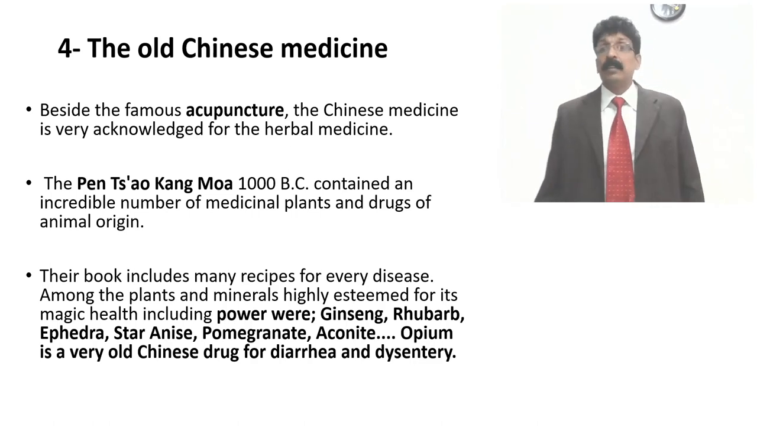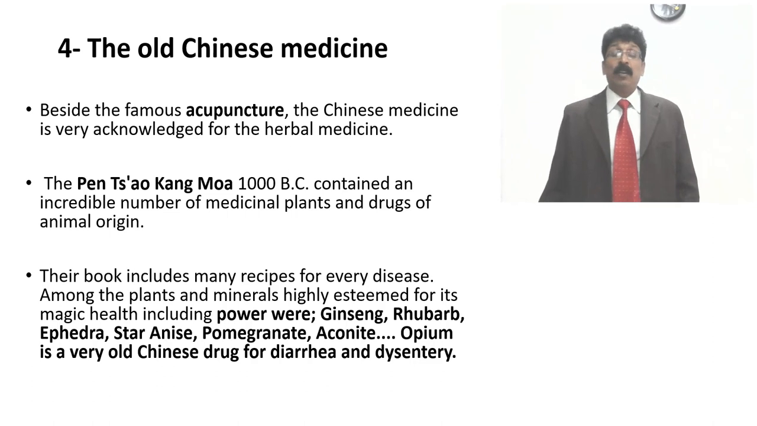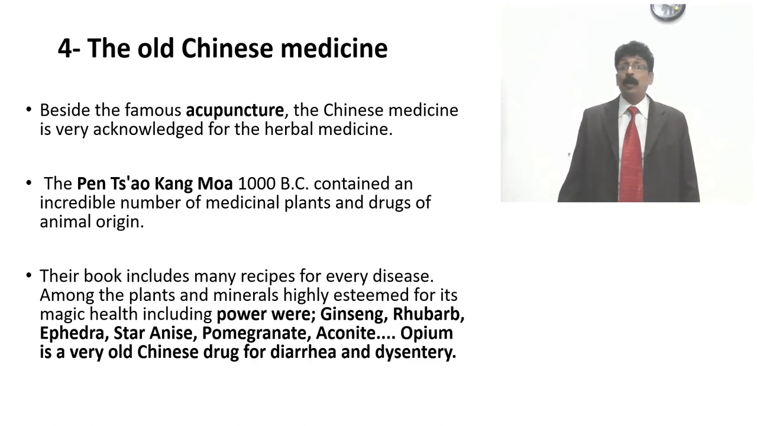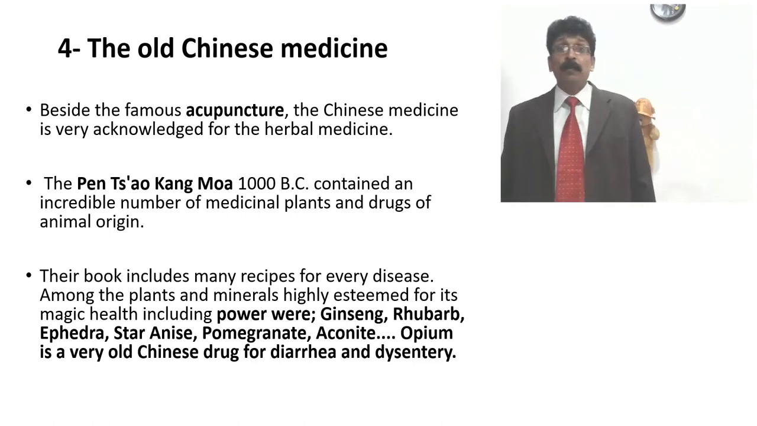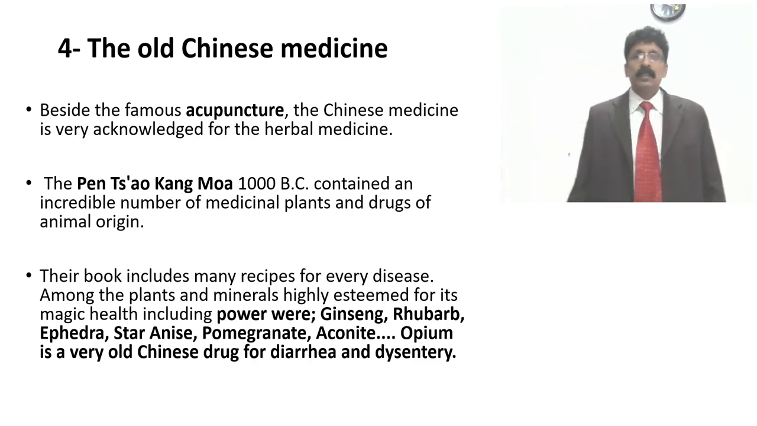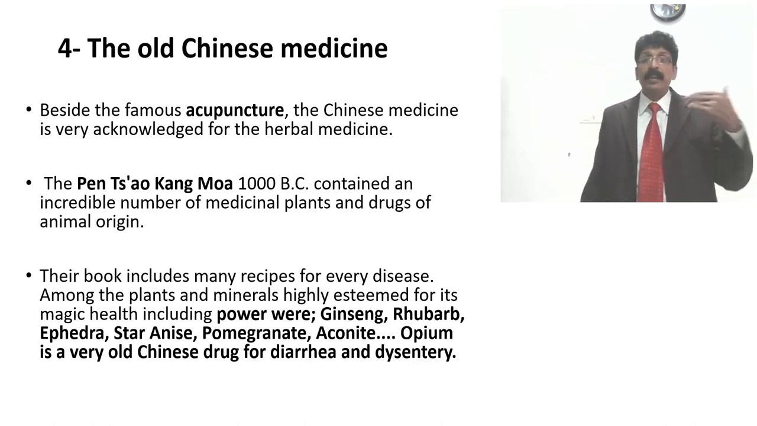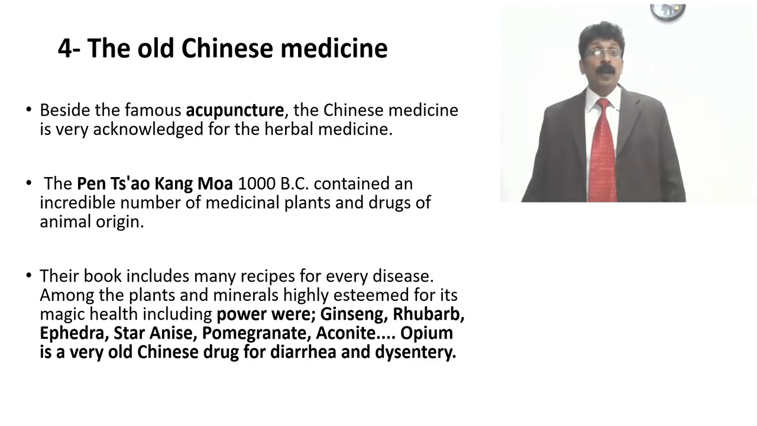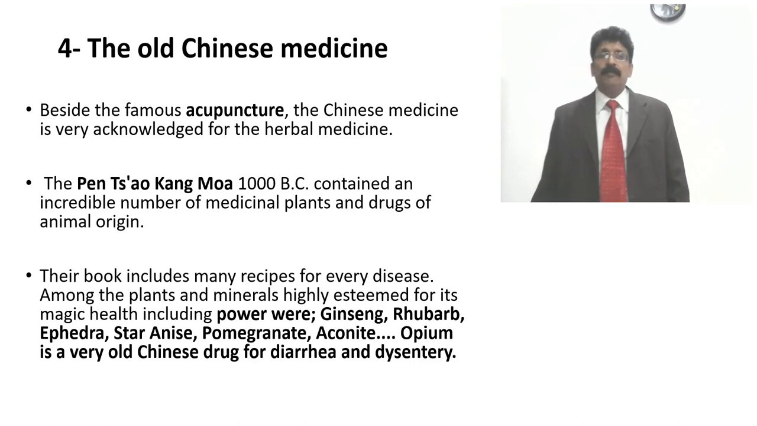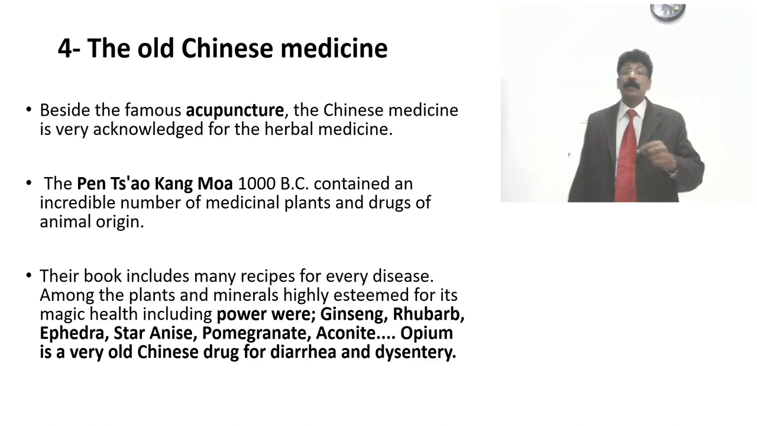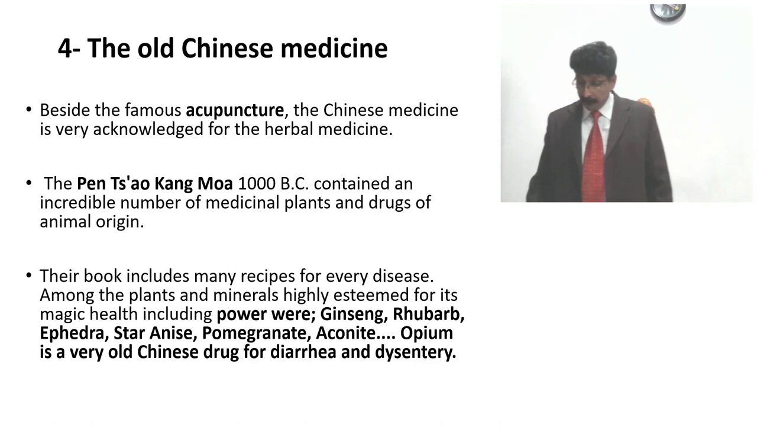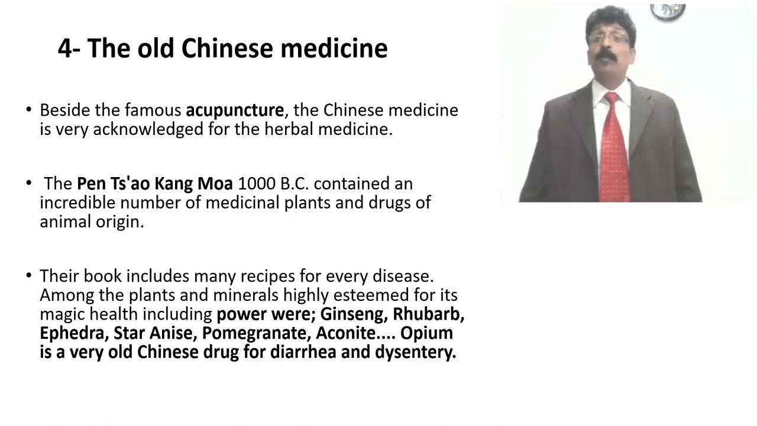What a fruit the pomegranate is, and it has a lot of medicinal value. Aconite also has very good medicinal value. Opium has been used for centuries, and still we are using opium. It is a very old Chinese drug for diarrhea and dysentery. Even now chronic dysenteries can be cured by crude opium.